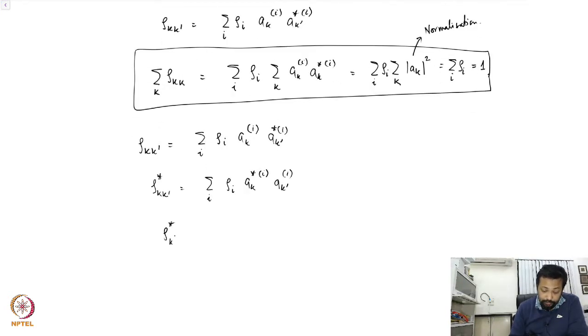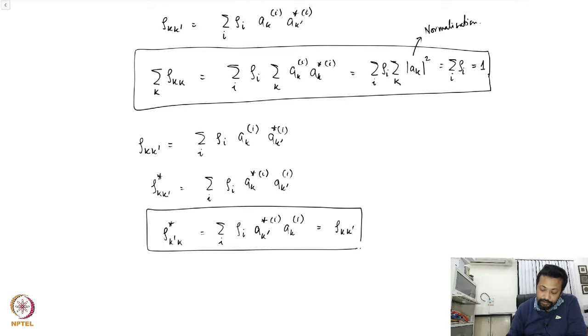Then this quantity rho k prime k, essentially the transpose you are looking at, is rho I a k prime star I a of k I, which is exactly rho k k prime star. So this essentially tells you that this is a Hermitian operator, and therefore since it's a Hermitian operator, its eigenvalues are real numbers.